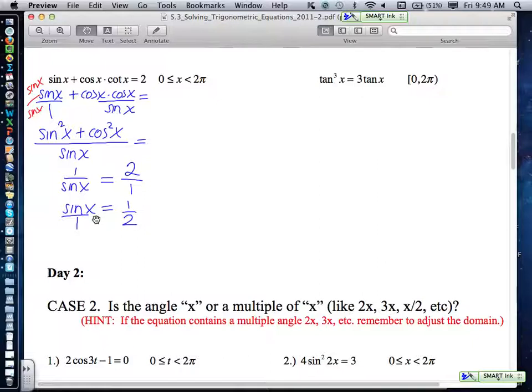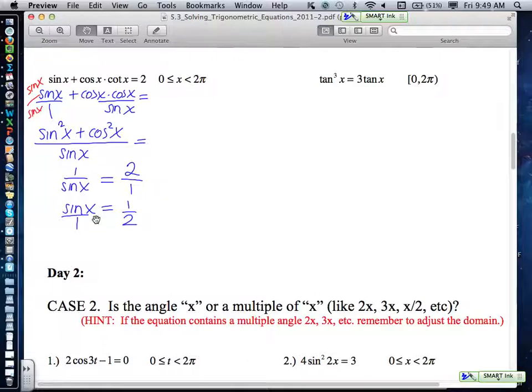Yes? When you started at the very beginning, in order to add those, don't they have to be equal? They need a common denominator. And that's what I did right here. I multiplied sine times sine to get sine squared, multiplied sine times 1 to get sine. So this was now sine squared over sine plus cosine squared over sine. I had a common denominator. I multiplied by sine over sine.